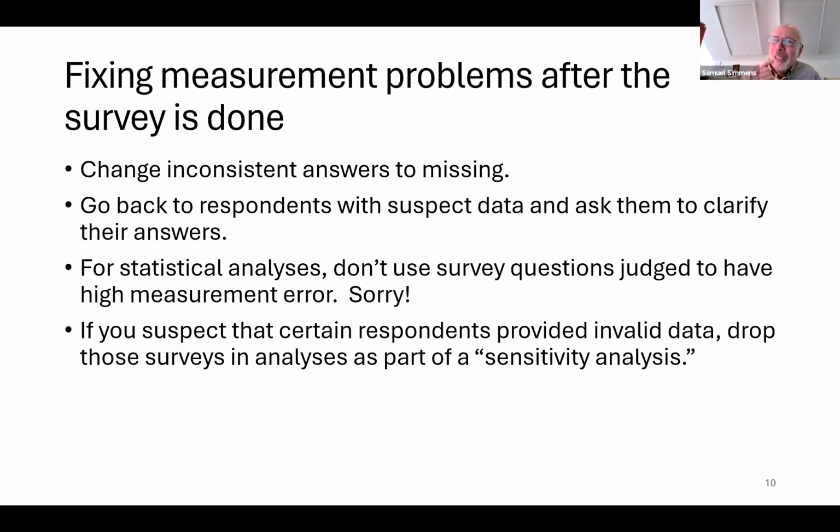Usually you can't be 100% sure that the data are bad, that the person made up the answers without paying attention, but sometimes you just have a reasonable suspicion. So the way to handle that is to do what we call a sensitivity analysis, which is that you analyze the data, including those suspect survey respondents, and you also reanalyze the data, dropping them. And you're keeping your fingers crossed.